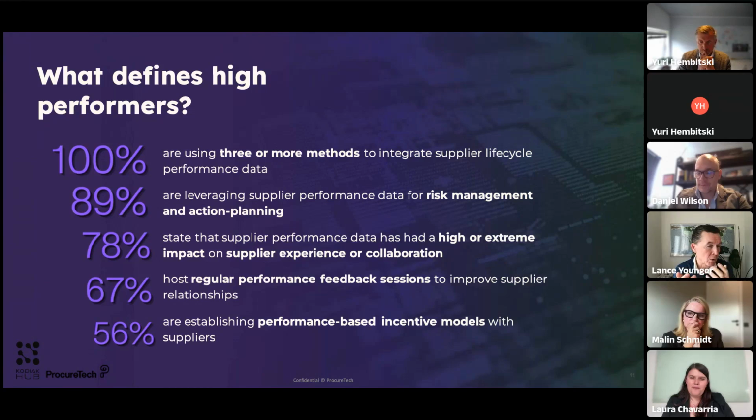Over 4 out of every 5, or 8 out of every 10, have a higher impact upon supplier experience and collaboration. And then finally, they're incorporating it into their performance-based incentive models as well. Critical, I guess, for the outcomes that you're looking to drive. So a few different things that you're seeing as outcomes from supplier intelligence.